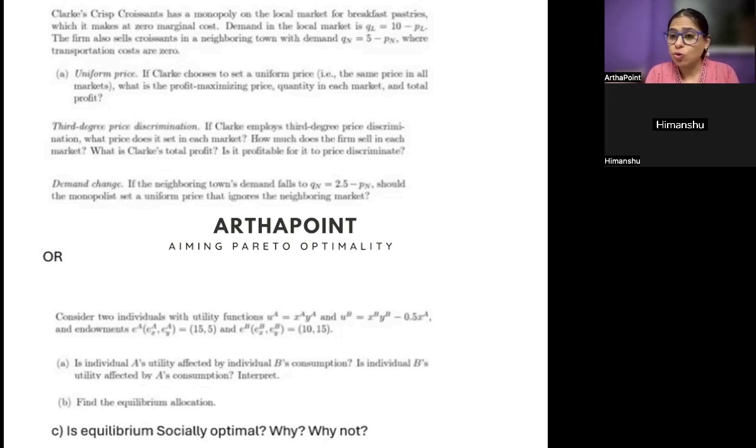So if you're not very sure with the proofs, I would suggest that you pick up the economics part, because there you will be able to at least tell something about the question rather than being blank.